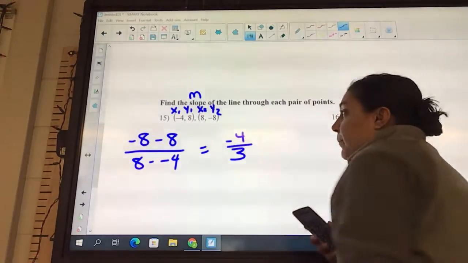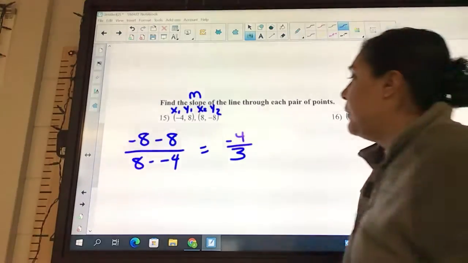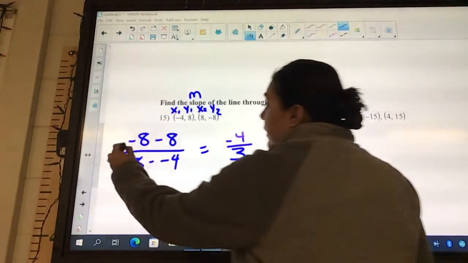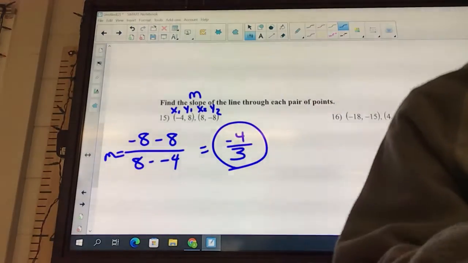-4 over 3. Okay, do we stop or do we keep going? Well, we need our answer to just look like m equals, and we did. We got this thing and it says m equals, and that's our formula. And so this is it. That's our answer.